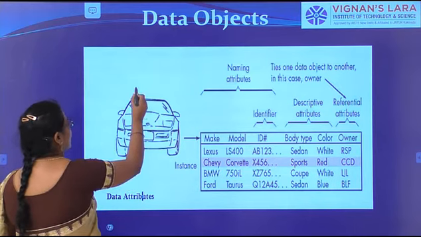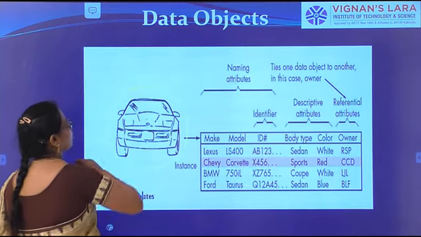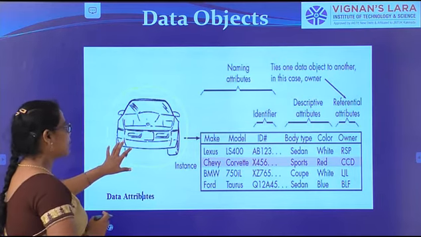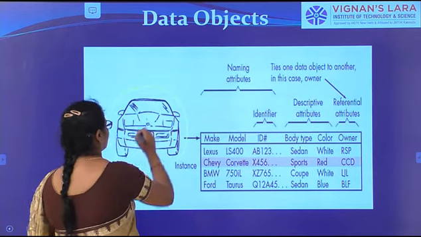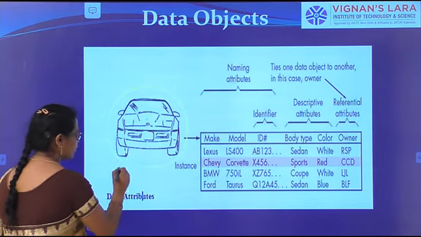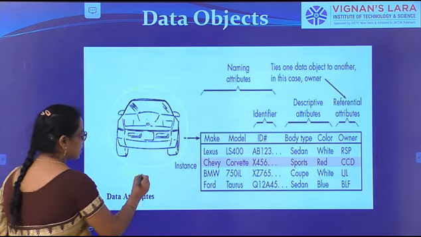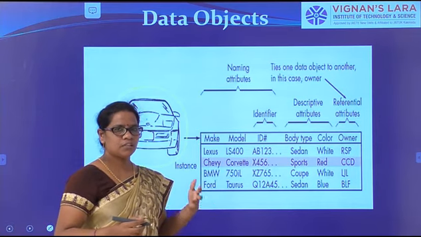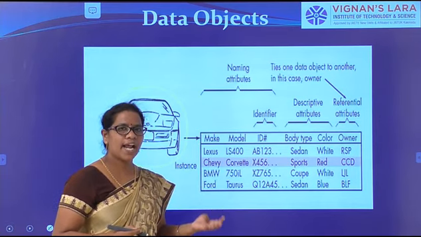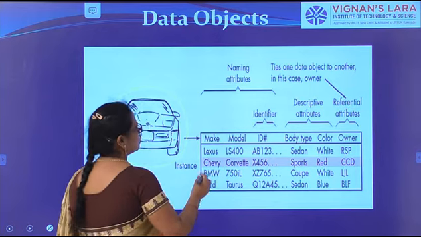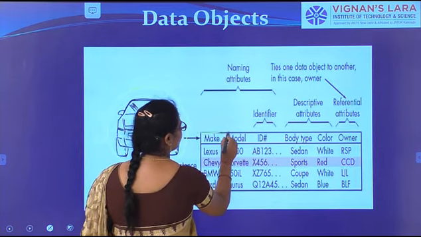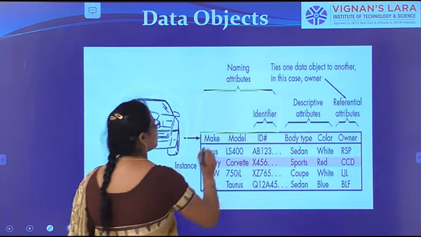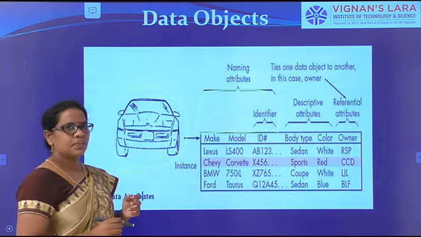We said this car is some data object. So what are the attributes for that? The attribute is the name. We have different car model names like Audi, BMW or Maruti. That is one attribute. These are the attributes: make, model, ID. Up to this, these are some of the naming attributes.